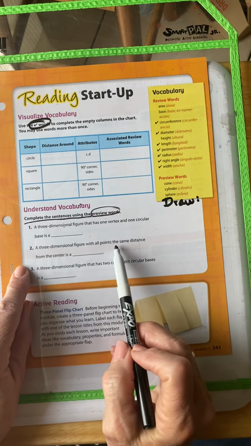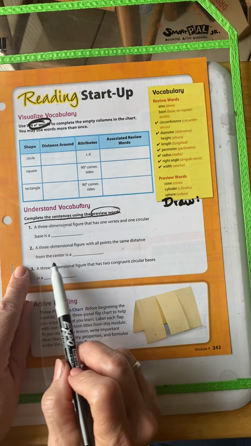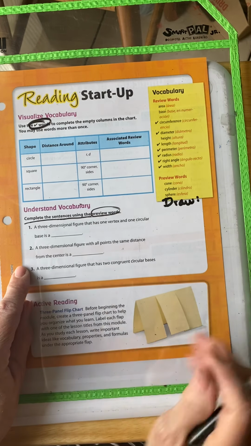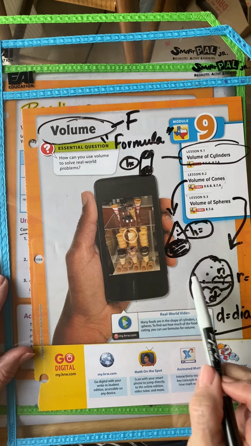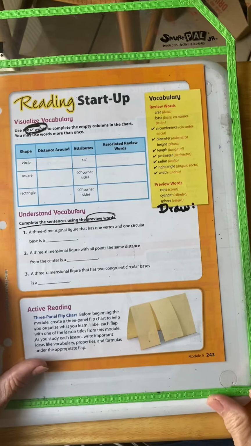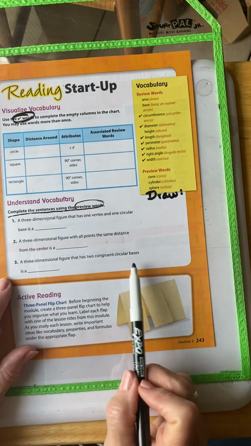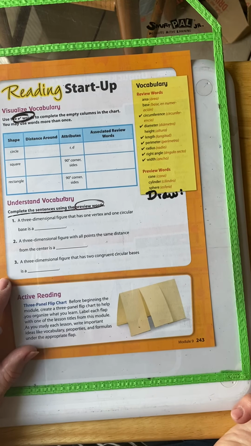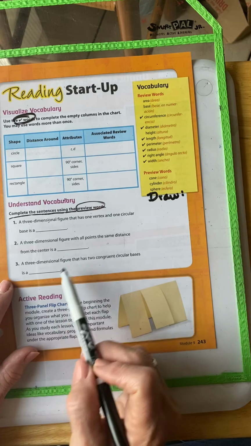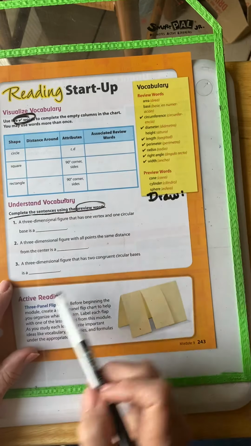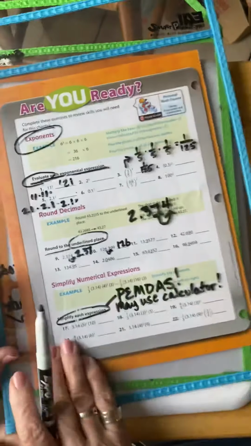A three-dimensional figure with all points the same distance from the center. Just remember, same point, every direction, same point. You draw it. And a three-dimensional figure that has two congruent circular bases. So you draw the three figures and you name the three figures. So this is your homework.